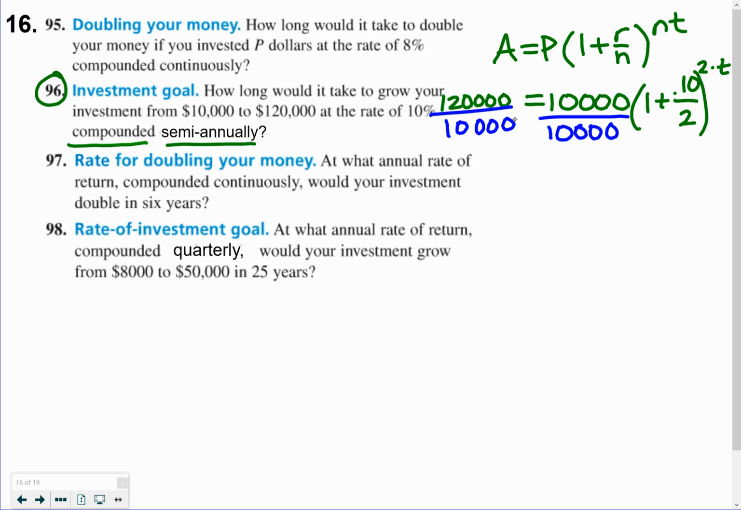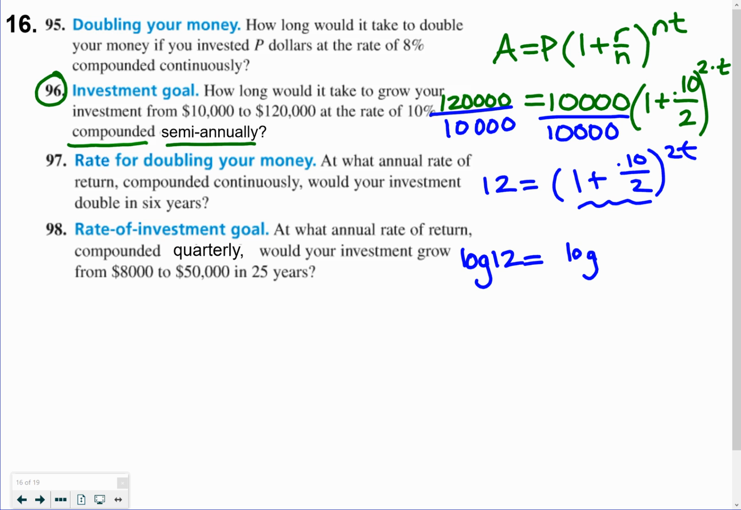All right, so we're dividing by 10,000 on each side, which is just going to give me 12 equals 1 plus 0.10 over 2, to the 2t power. Okay, now I've got my exponent base, this guy, alone. What do you do next? What did you do yesterday on your test? Got the base alone and then did what? Take the log. Log 12 equals log of all this other stuff, 1 plus 0.10 over 2 to the 2t power.